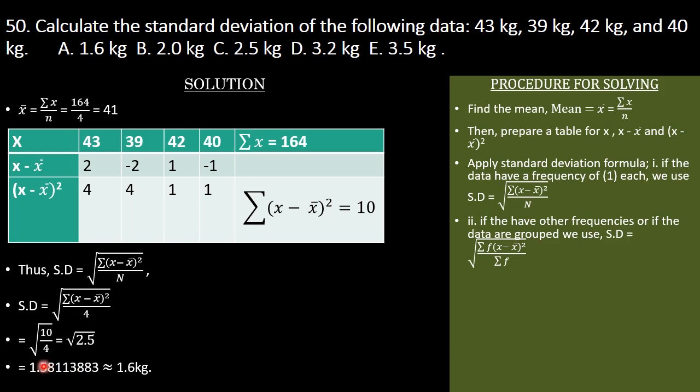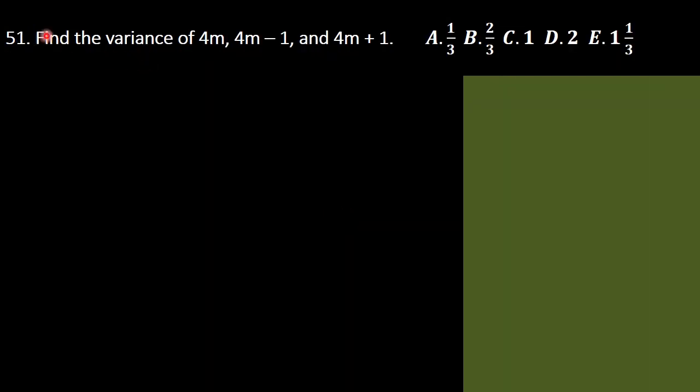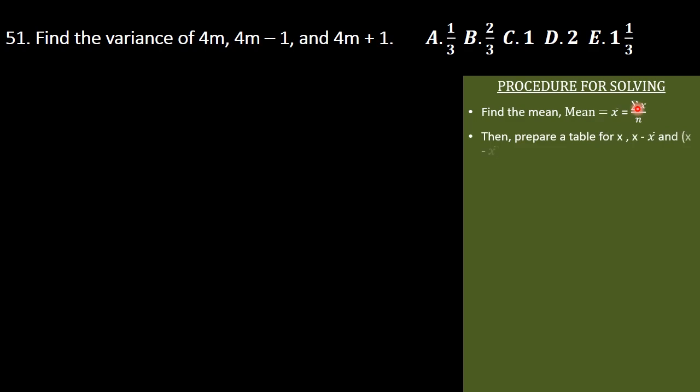Question 51. Find the variance of 4m, 4m minus 1, and 4m plus 1. Let's check the procedure for solving this. Find the mean. Mean is equal to summation x over n. Then prepare a table for x, x minus mean, and x minus mean squared.